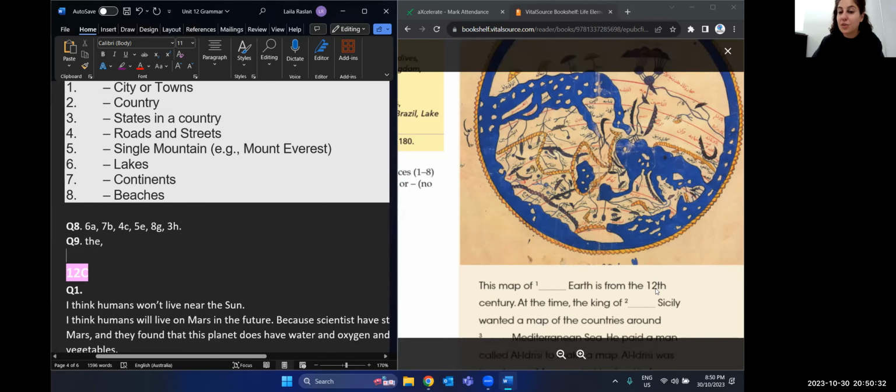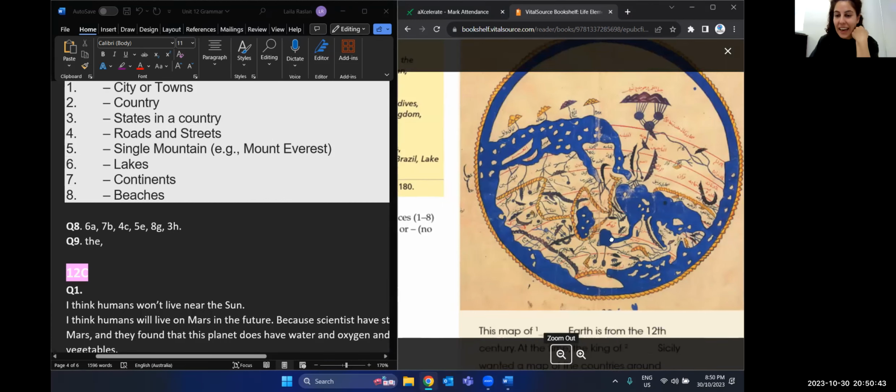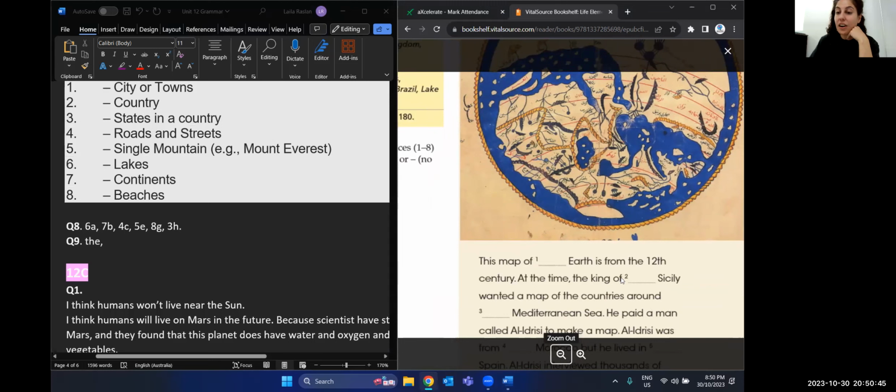is from the 12th century. So that's from a very long time ago. This is what a map of the Earth looks like. We know it's very different now. At the time, the king of, it's a country. Do I need the?